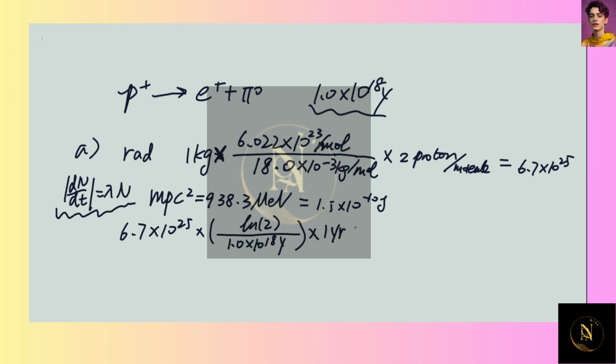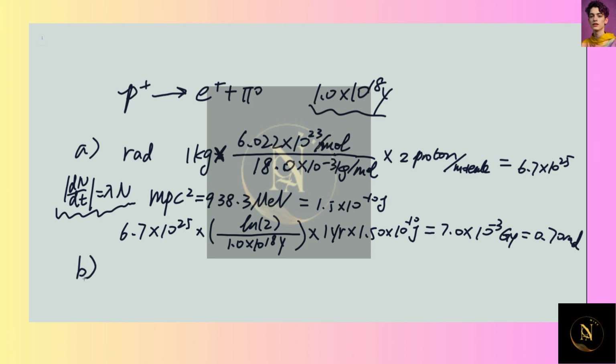Now the time is a year, and the amount of energy is 10 to the negative 10 joule. So this gives us a dose of 7 times 10 to the negative 3 Gy, which is 0.7 rad.